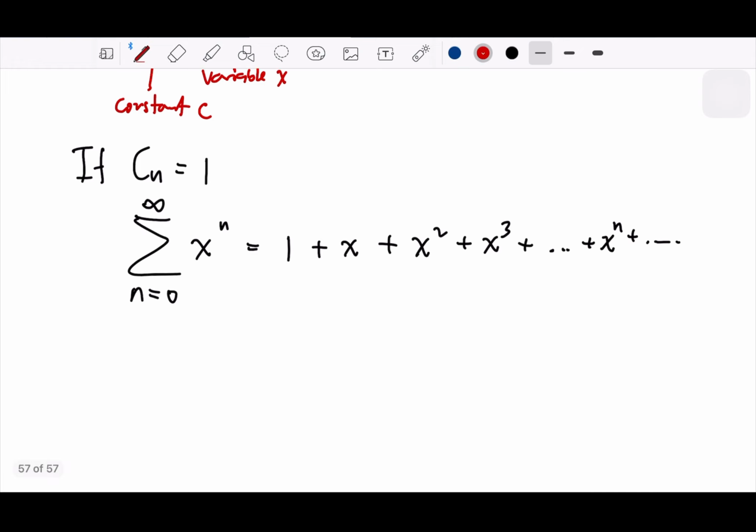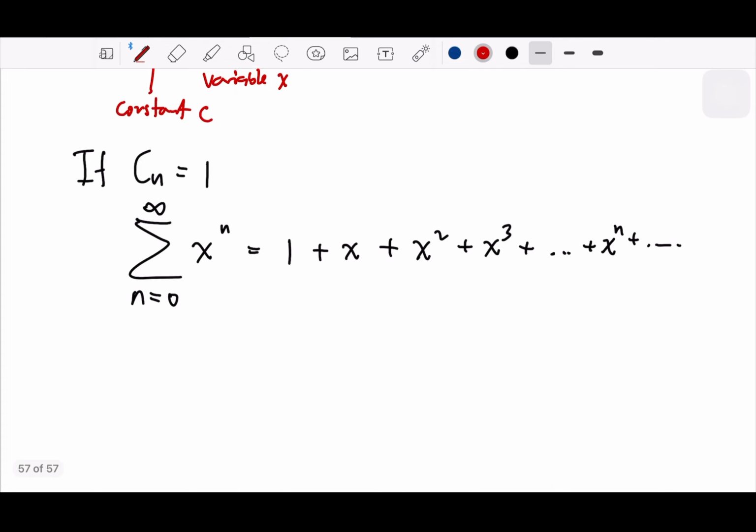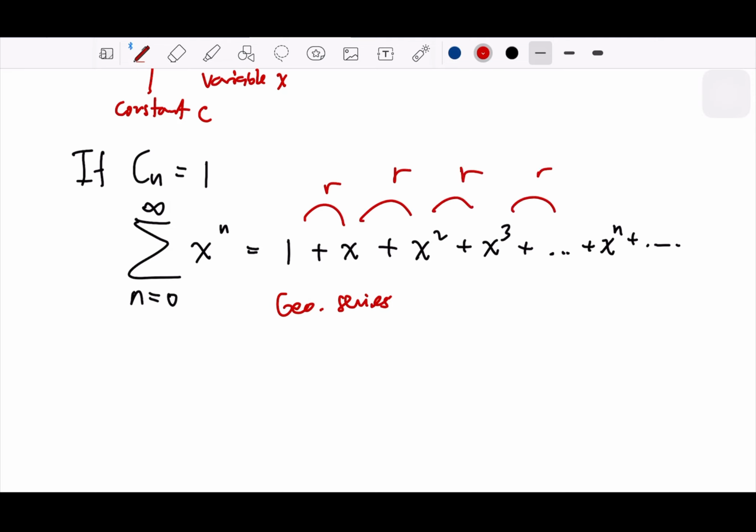And we know that this is actually similar to the geometric series, right? So we have the ratio r here, and r is actually x, right? And the series will converge if x is between -1 and 1. And if x is greater than 1, it diverges.